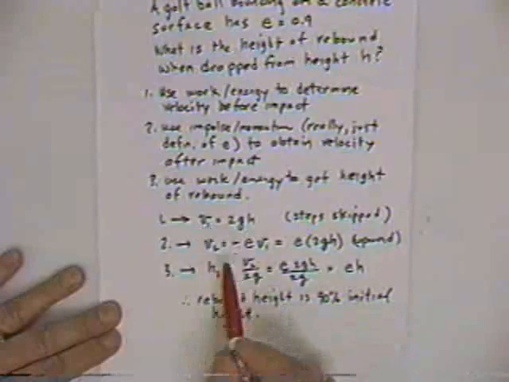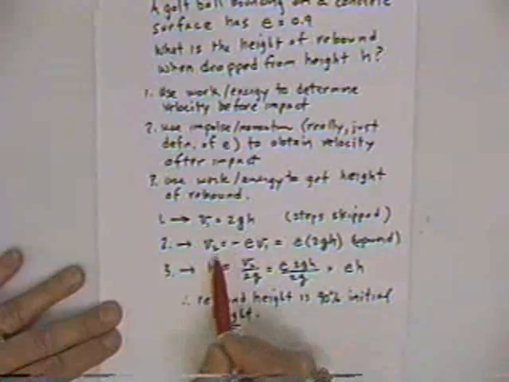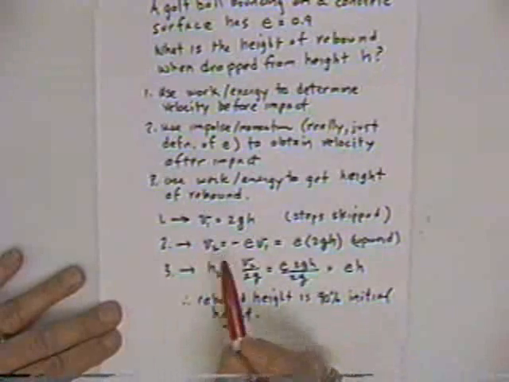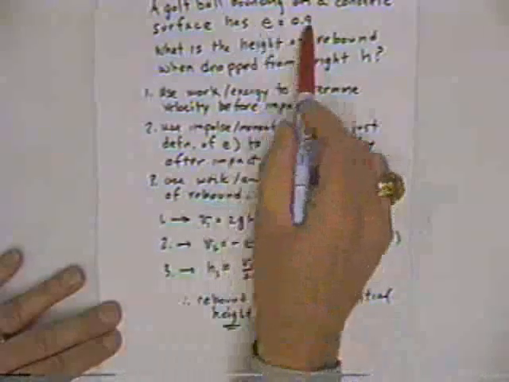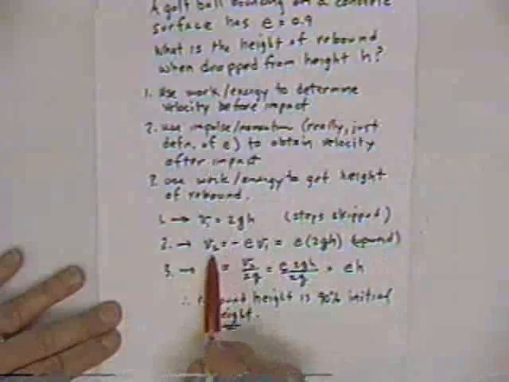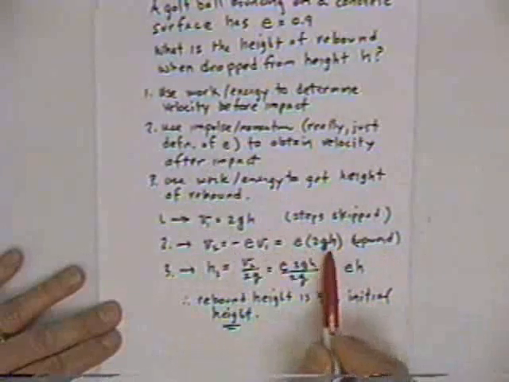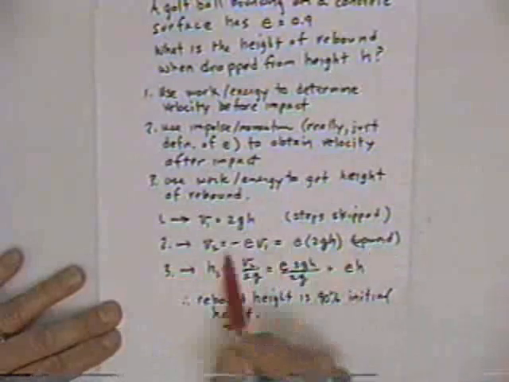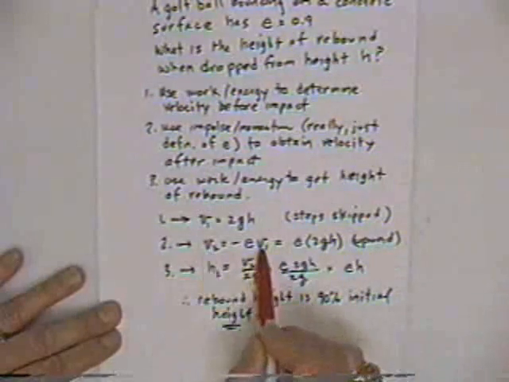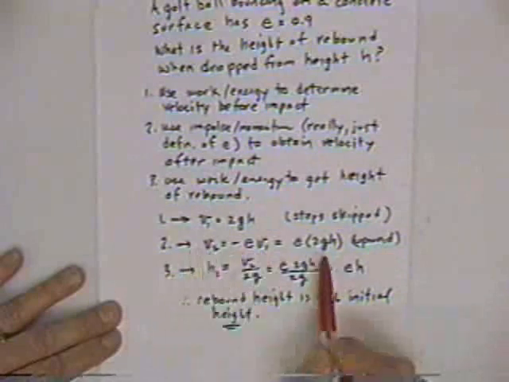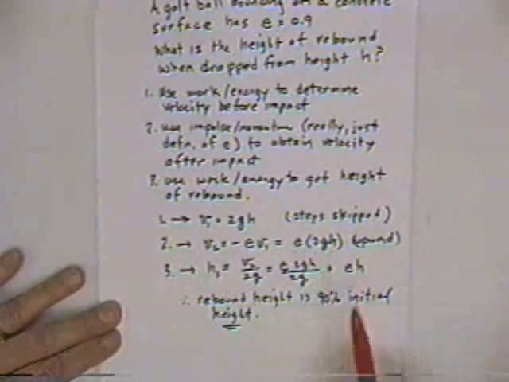That's the initial velocity before impact. Velocity v2 is the velocity after impact. We use the definition of the coefficient of restitution to say that v2 is minus e v1, or e times the square root of 2gh. Well, I don't worry so much about the minus sign. Velocity v1 is down, velocity v2 is up. The magnitude is e times the square root of 2gh, right?